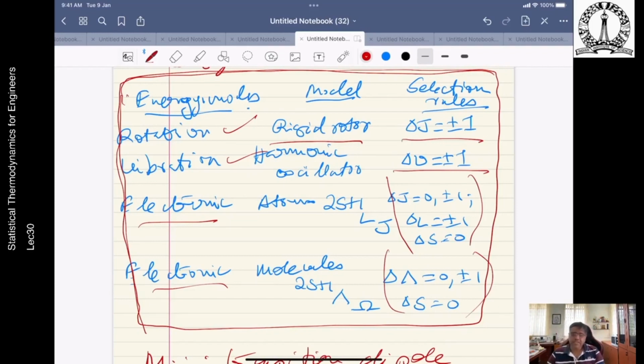In the next class, we are going to go into the spectroscopy of diatomic molecules, and we are going to present a quantum mechanical analysis of the internal energy modes and see how these energy modes can be used to find out what the different spectroscopic possibilities are.